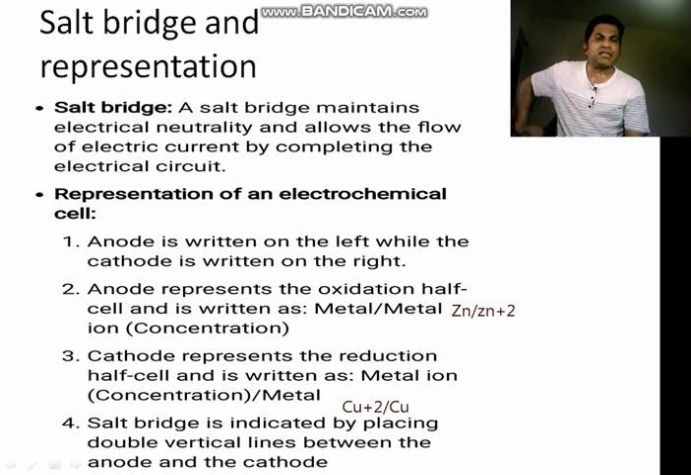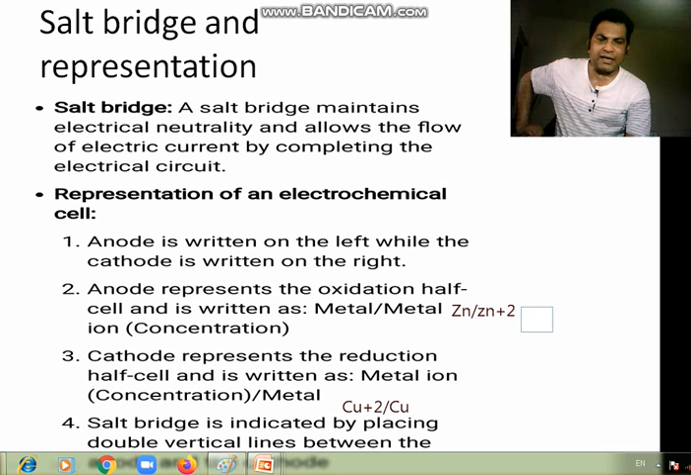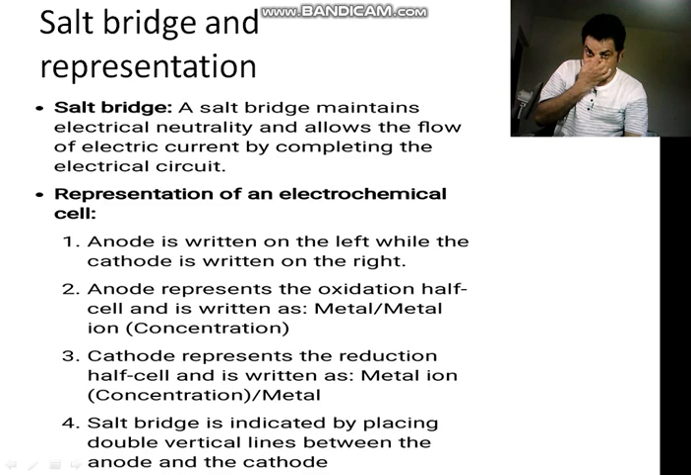Salt bridge is indicated by placing two vertical lines between the anode and cathode. So that is the entire representation. When we do the representation, here come two vertical lines, and after the two vertical lines we write Cu plus 2 Cu. So that's all in this. Hope that you understand.